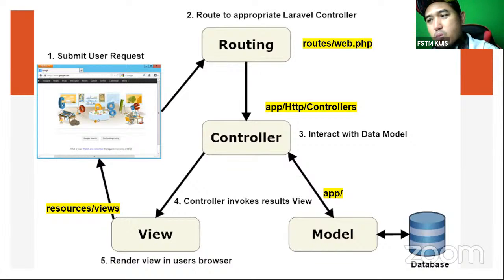Because in OOP, or currently as we are trying to explore, MVC, everything is done separately. You can see M is for model, V is view, C is controller. And then we have the routing part.